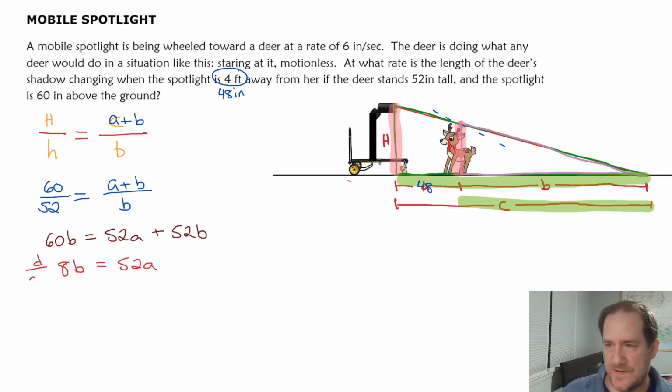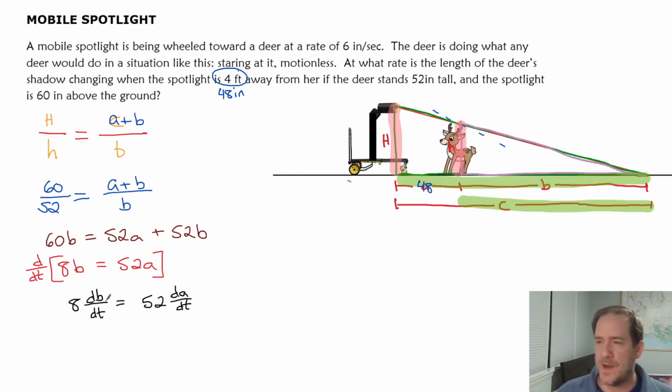So we'll do d/dt applied to both sides of this equation. And of course that gives us 8 dB/dt equal to 52 dA/dt. And it's at this point we notice we don't care about the measurement of A. We don't even care about the measurement of B, because when we differentiated, B fell away, even A fell away, and the only thing that matters here are the rates of change, which is fine by me.